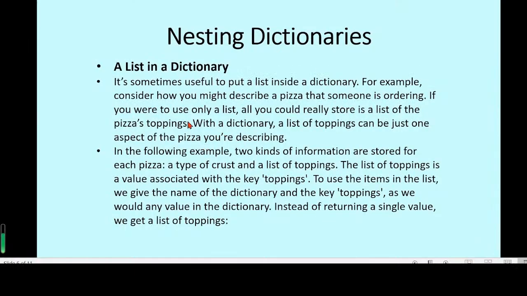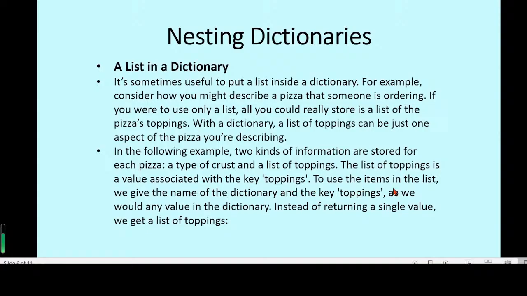So next, let's look at a list in a dictionary situation. It is sometimes useful to put a list inside a dictionary. For example, consider how you might describe a pizza that someone is ordering. If you were to use only a list, all you could really store is a list of the pizza's toppings. With a dictionary, a list of toppings can be just one aspect of the pizza you are describing. So in the following example, 2 kinds of information are stored for each pizza: a type of crust and a list of toppings. The list of toppings is a value associated with the key toppings.